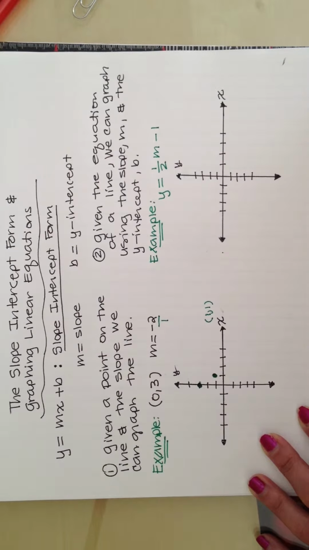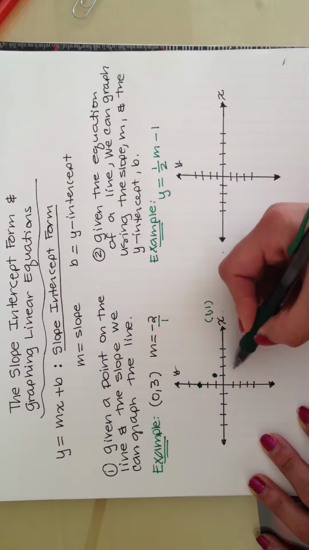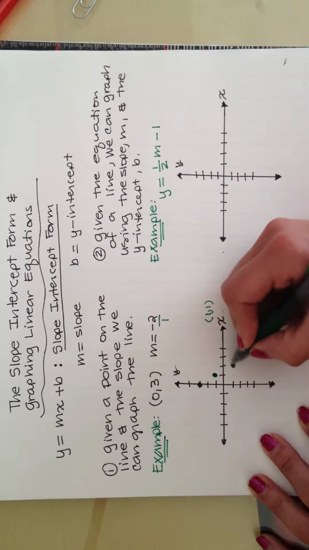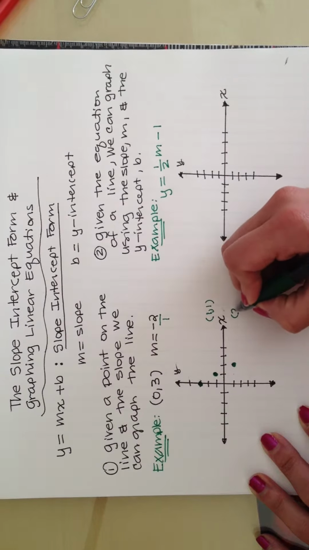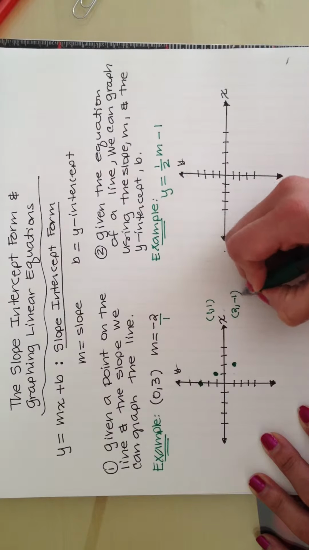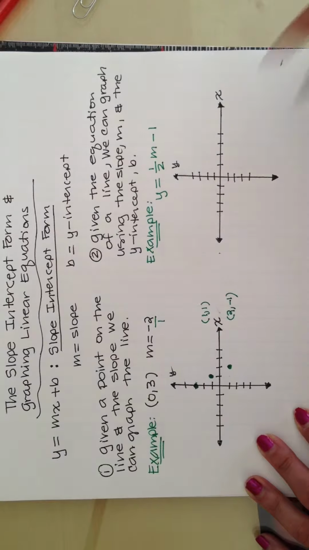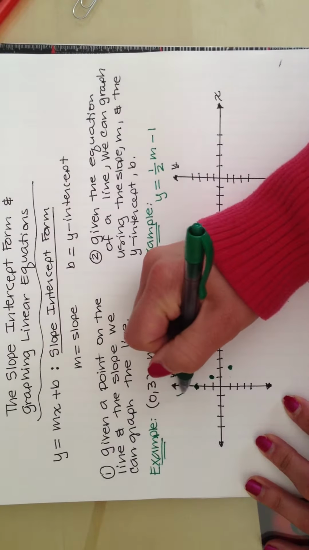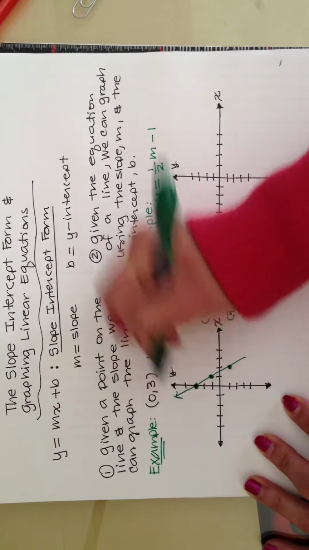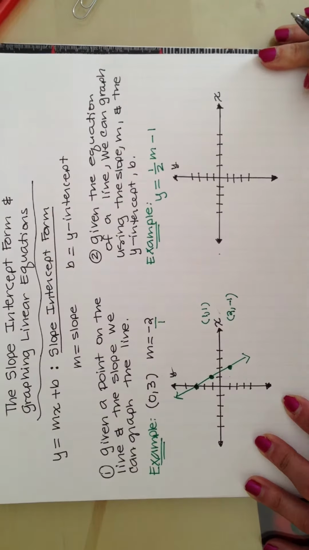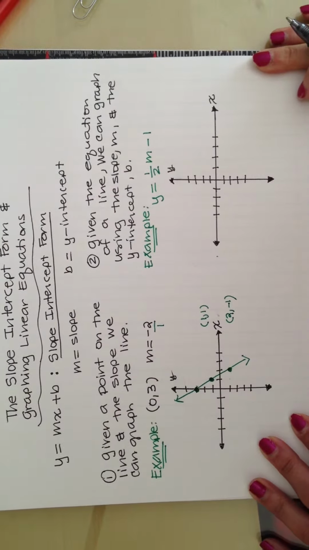If you want to get a third point, you just follow the same steps: move down 2 units and 1 to the right. 1, 2, 1 to the right. We can label our third point, it's going to be (2, -1). If you have 3 points, that's a good amount of points to have, and then we can draw our line. And we're done. Let's look at the next example.